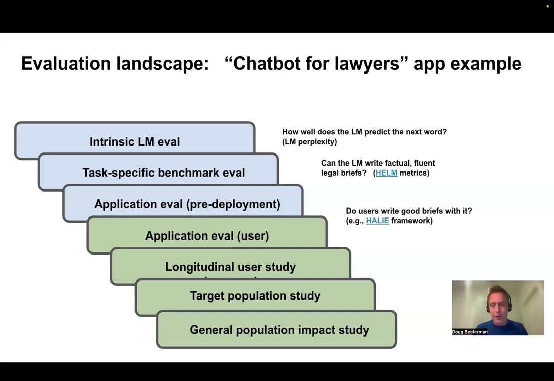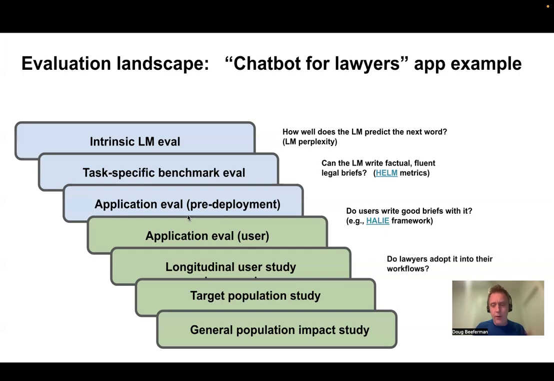So if you wanted to answer questions like how do the users of the chatbot actually write good legal briefs with it, then you might use some of the HALIE framework that we just heard about from Mina Lee's lecture. Those would be an appropriate paradigm to consider for just the application level evaluation.